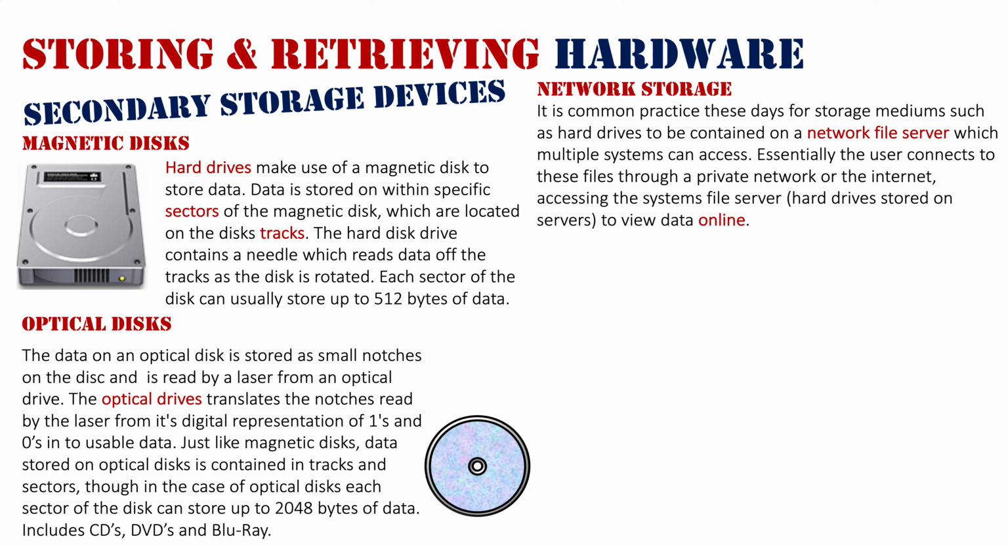All the computers that are connected to that server can access those files, provided they have the permissions based on the network operating system. Essentially, the user connects to these files through the private network or the internet, accessing the system's file server, which is the hard drive stored on those servers, and they can view it online. If you are accessing a website, you are accessing a web server where files are stored through the internet.